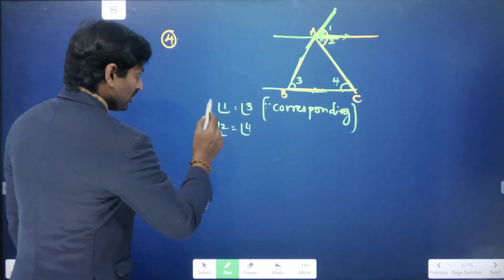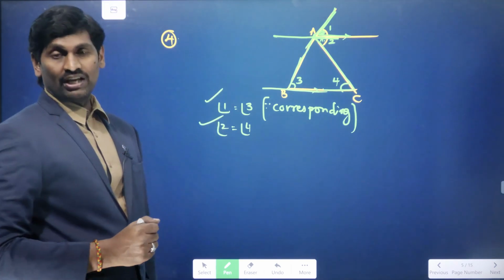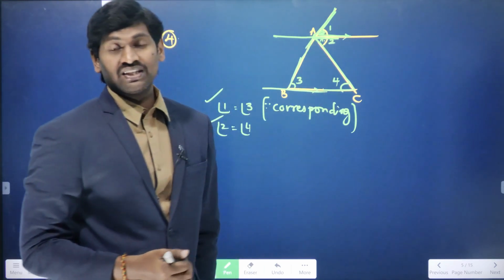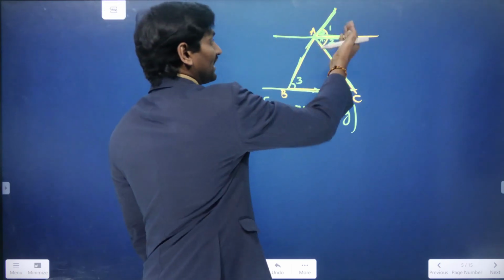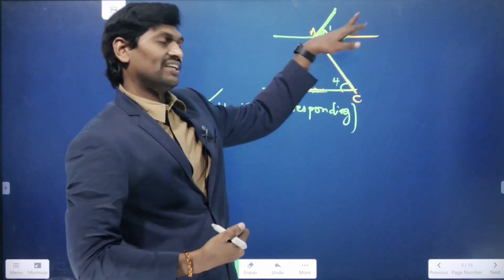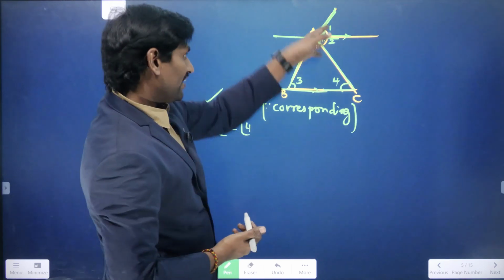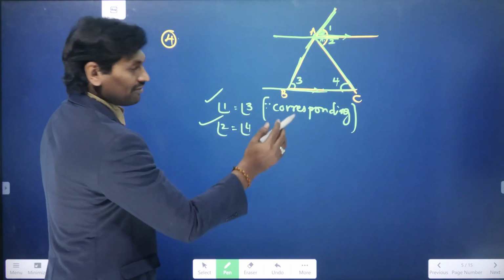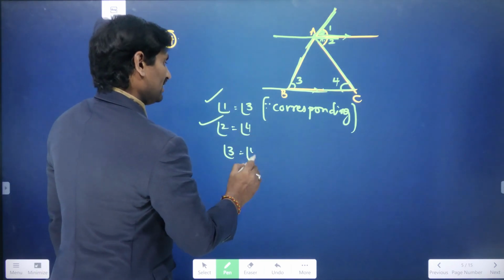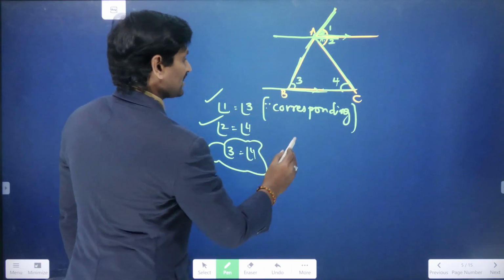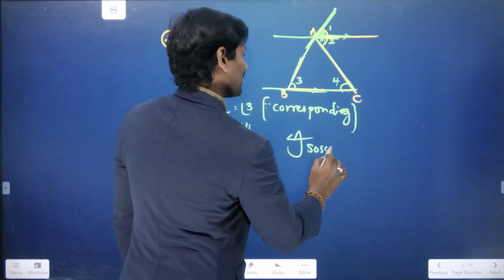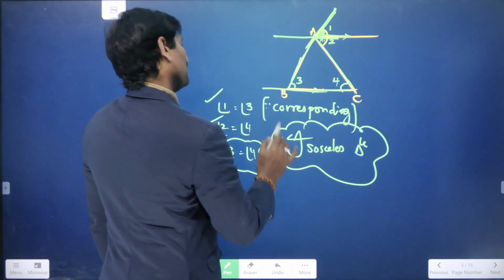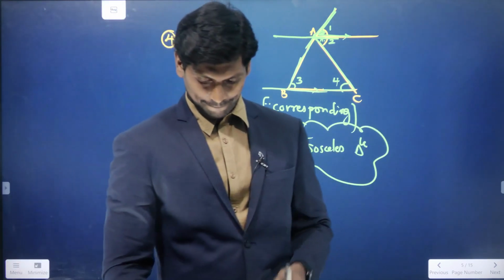Now we already know angle 1 and angle 2 are equal, because we have taken the angular bisector of this exterior angle. Angular bisector means dividing into two equal parts. Since angle 1 and angle 2 are equal, and the left-hand sides are equal, we can equate the right-hand sides: angle 3 equals angle 4. That means the base angles are equal, so we can say it is an isosceles triangle.